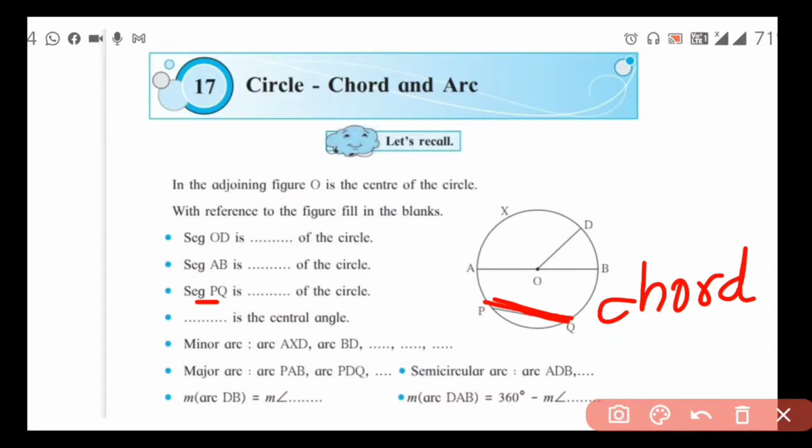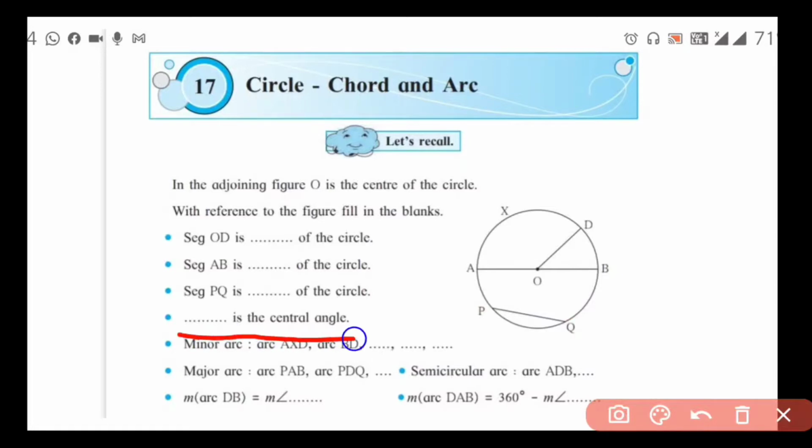Now let us see the next fill in the blank. Is the central angle. Central angle means what? Vertex should be the central point. So as we all can see, angle DOB having vertex as the center of the circle, and that's why angle COD can be said as the central angle.